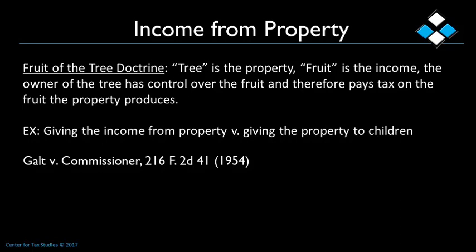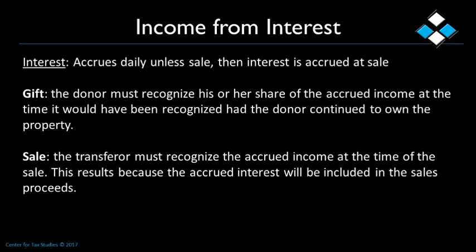And why is this? It's because instead of giving the property to his kids, he just gave the proceeds from the property to his kids. The fruit of the tree doctrine here states that the property is the tree, and whoever owns the tree is therefore taxed on the fruit, or the income, of that tree. Therefore, Mr. Galt had to go back and amend his tax returns to include that 3/5 of the rental proceeds into his income. Now, what about interest?